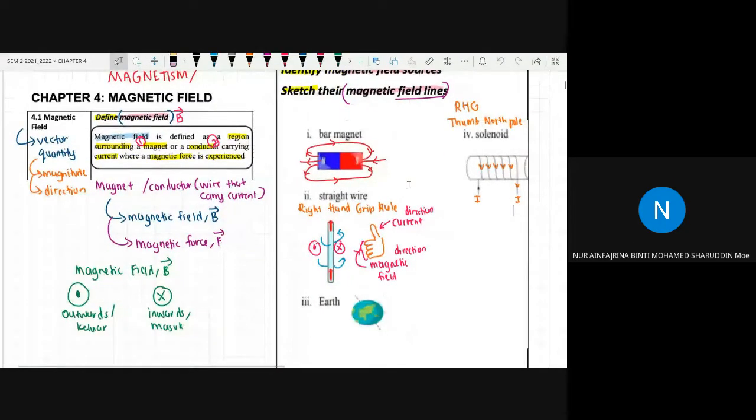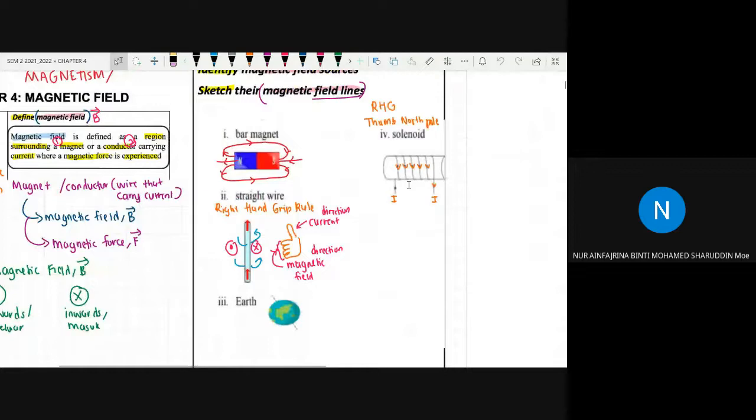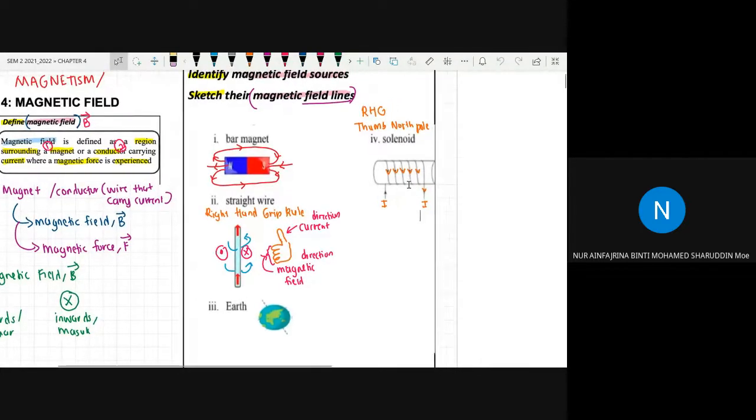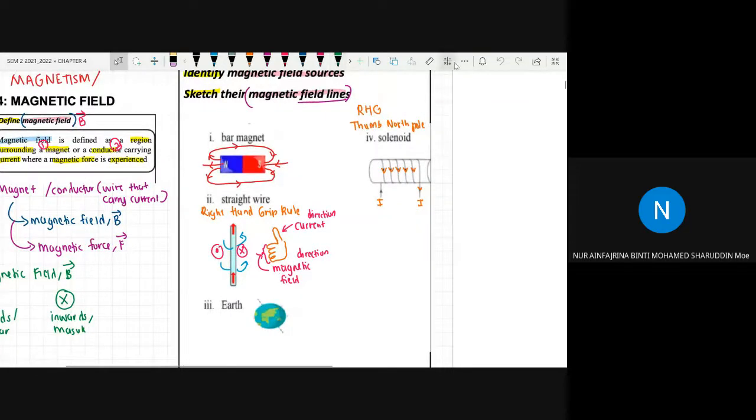Okay, so like I told you, everyone put your fingers in the direction of the current. So your fingers will be pointing down. When your fingers point down, your thumb will be on the right. Okay, it will be pointed towards the right. So here will be your north pole, and here will be your south pole. And the magnetic field will come out from the north pole to the south pole.